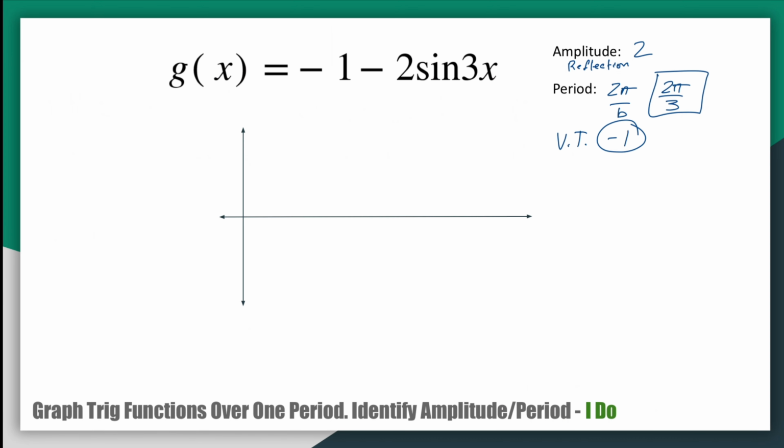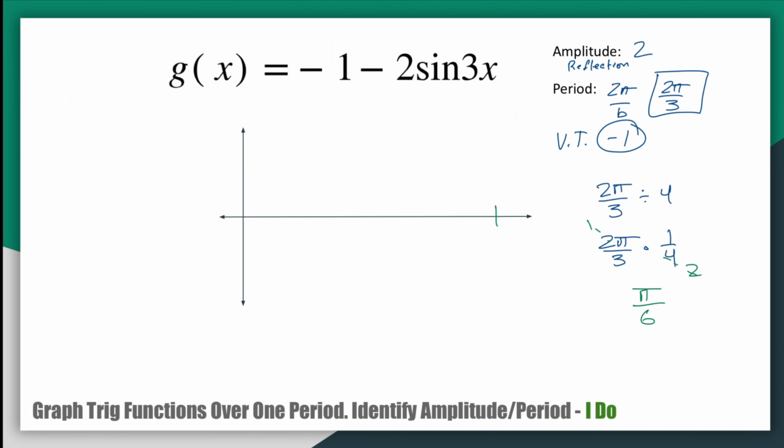We're still going to start by graphing this portion first and then dealing with the vertical shift, okay? So I have a period of 2 pi over 3. I need to divide that by 4. So 2 pi over 3 divided by 4 becomes 2 pi over 3 times 1 over 4, right? I see that I have a 2 and a 4, so that can reduce to 1 over 2. And so I get pi over 6 as my segments, okay?